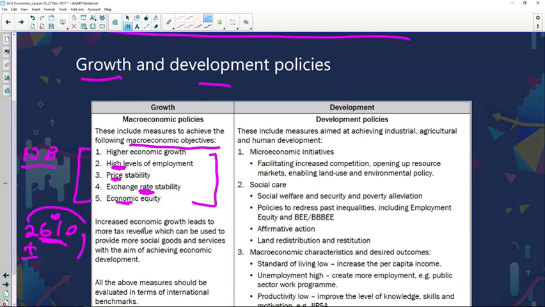Now, remember, increased economic growth leads to more tax revenue, which can be used to provide more social goods and services with the aim of achieving economic development. So when we've got increased economic growth, it means that there will be more income tax revenue collected by government because there are more people that are employed and therefore pay income tax. That money can be used for more social goods and services, which will help us to achieve economic development. Okay, so we're looking at growth.